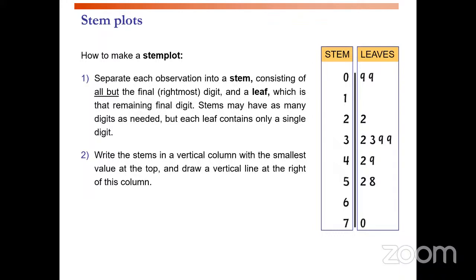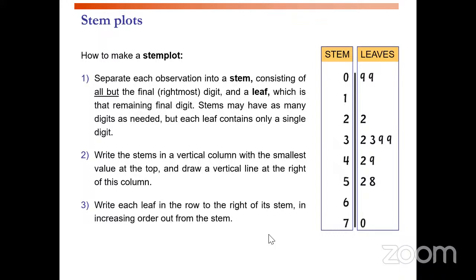which consists of the final digit, the rightmost digit, and the leaf, which is the remaining final digit, right? And stems may have as many digits as needed, but each leaf contains only a single digit, right? So you can write that into vertical columns with the smallest value at the top and draw a vertical line at the right of the columns. Each leaf in the row to the right of it is listed in increasing order, from the stem, right?